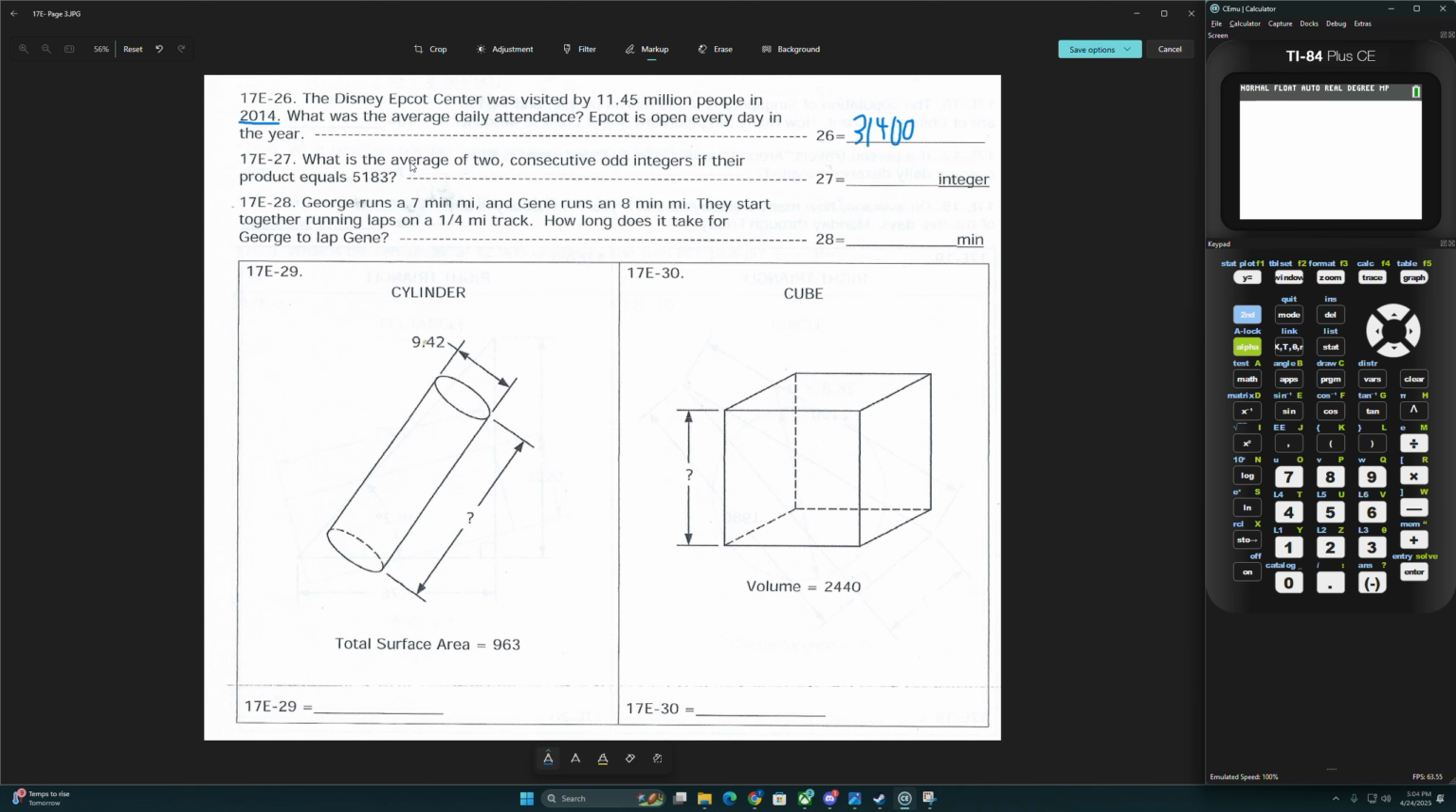Okay. What is the average of two consecutive odd integers if their product equals 5,183? In this case, we just have to take the square root of it, right? Because it's their product, and whatever we get will be right in between those two numbers. So 72 roughly. So 72 is right in between 71 and 73. So we know what those two numbers are now, and we get an answer of 144.